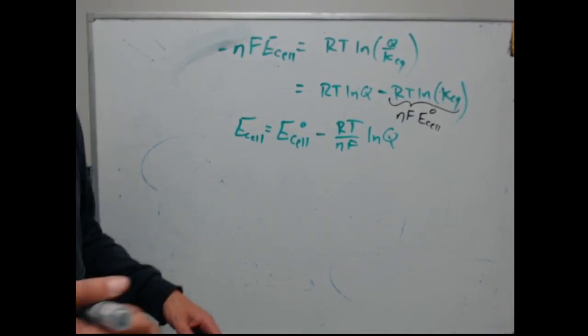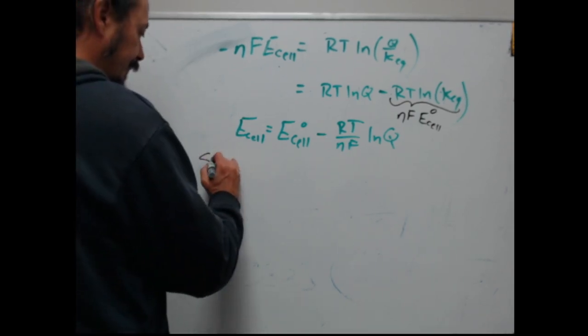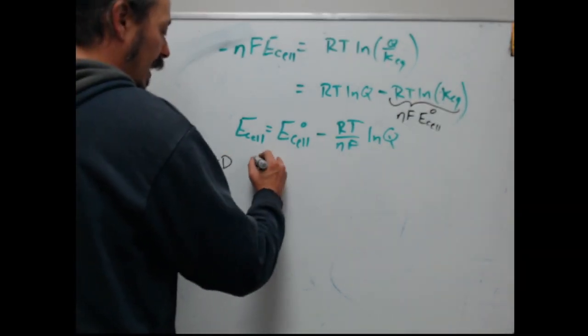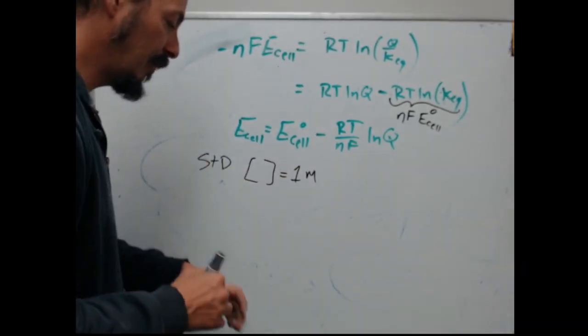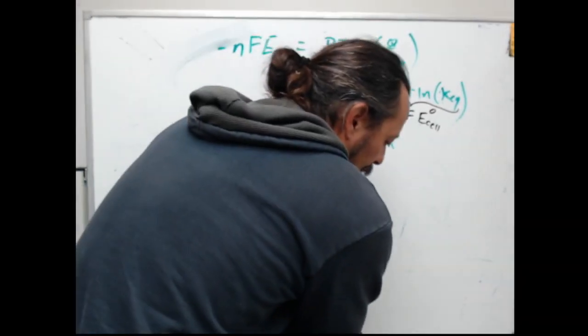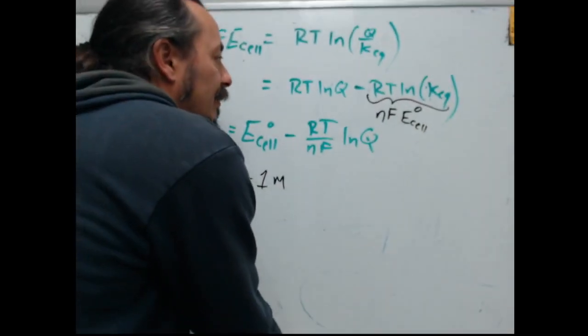So when we look at standard, we've got our molarities equal to 1 molar. So let's go ahead and flip the board and look at this now. Right, so if I was looking at, wow.